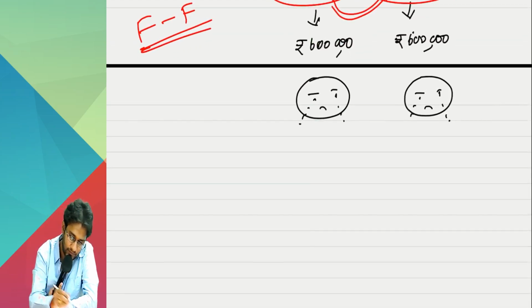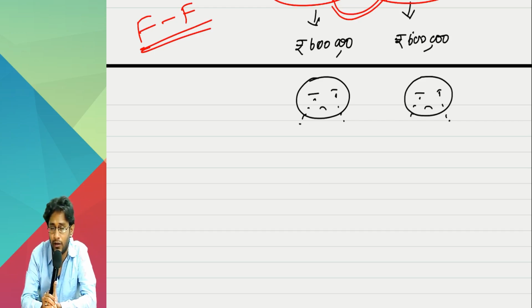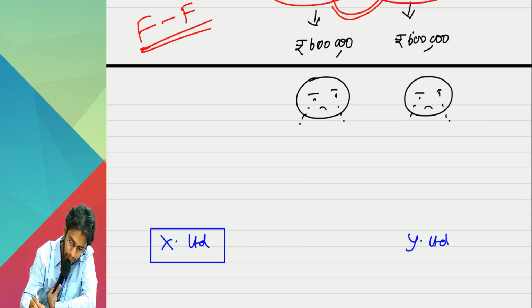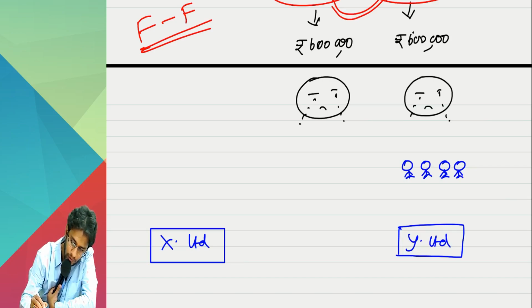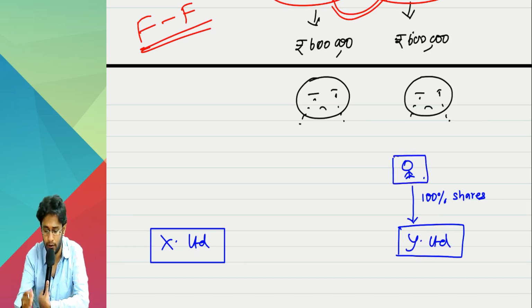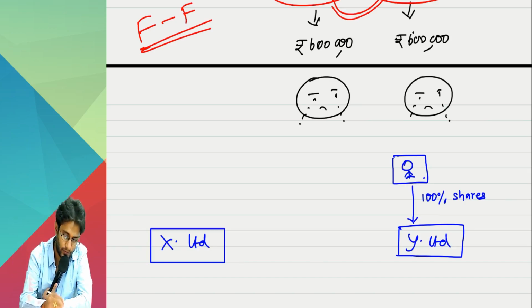Look at the next case. Unless you are very careful, you will surely make a mistake. Sir, there are two companies, X Limited and Y Limited. One fellow is enough. This fellow holds all 100% shares in Y Limited. He is the shareholder. The deal is between X Limited and that shareholder.